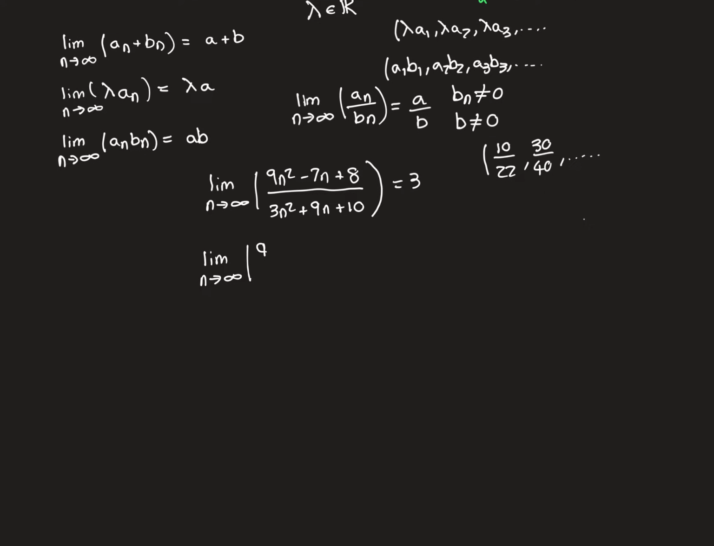So this is just going to become 9 minus 7 divided by n plus 8 over, oh whoops, first mistake, so that should be 8 over n squared. We've gone horrifically wrong otherwise. And then it's going to be over 3 plus 9n divided by n squared, which is 9 over n plus 10 over n squared. So we've just multiplied throughout by the multiplicative inverse of n squared.